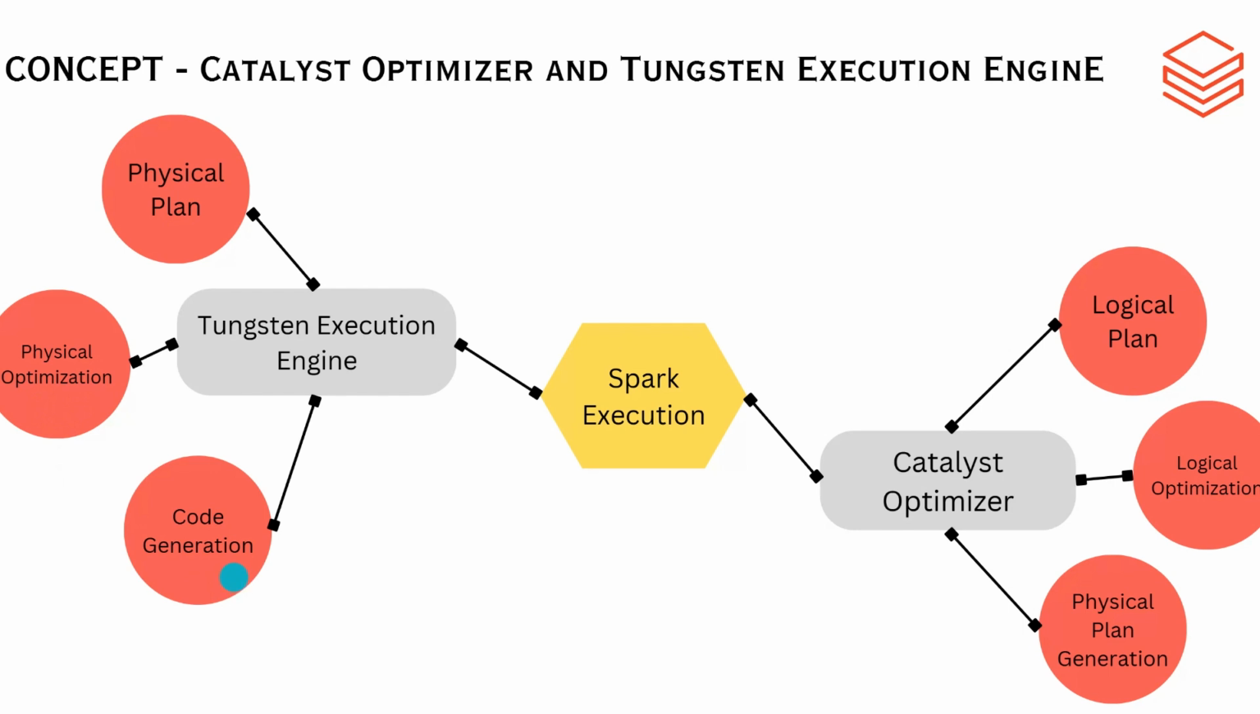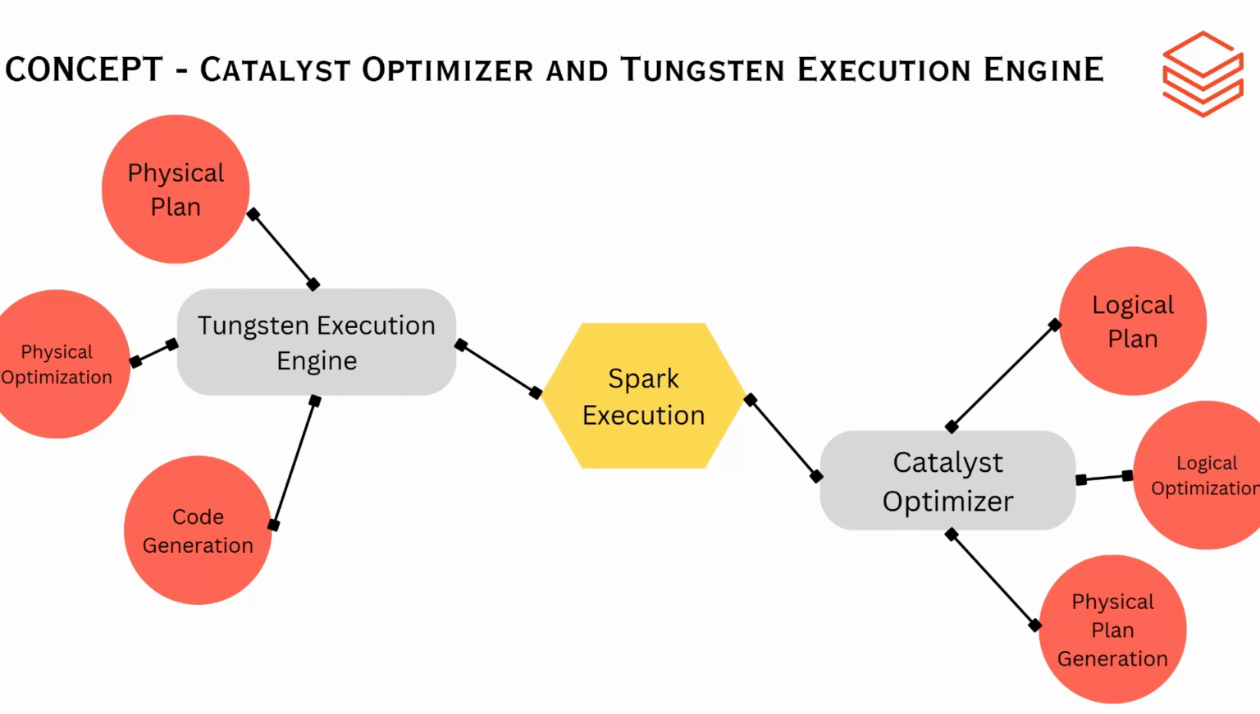And then the code generation. In this, Spark generates the bytecode for specific operations to reduce the overhead of function calls to make the execution faster.